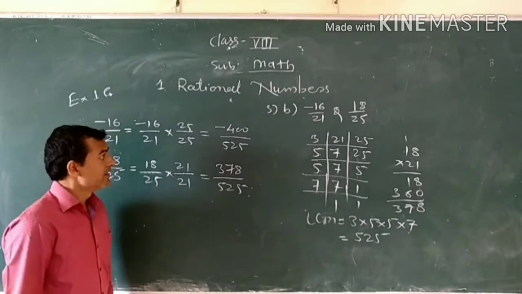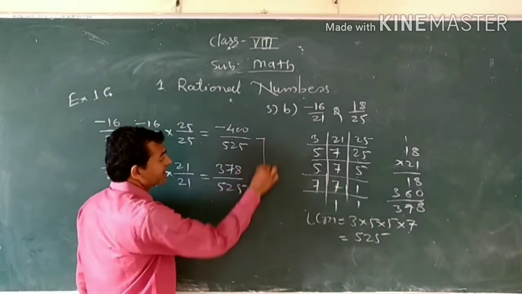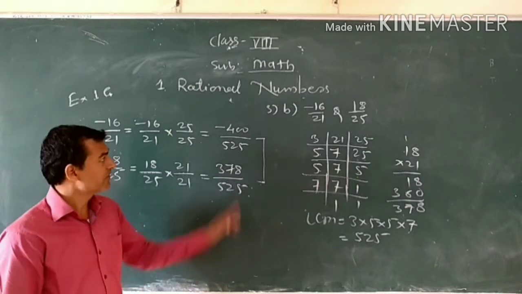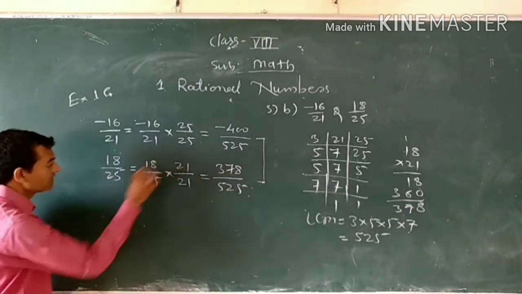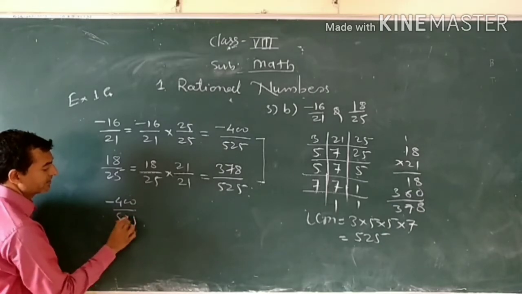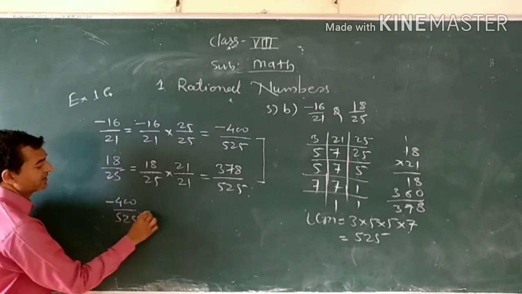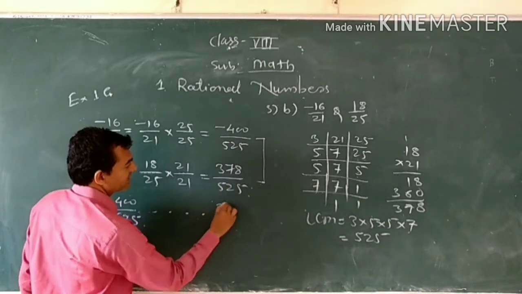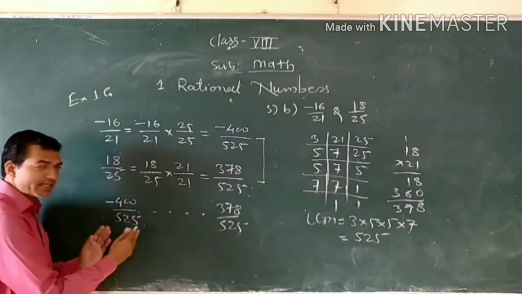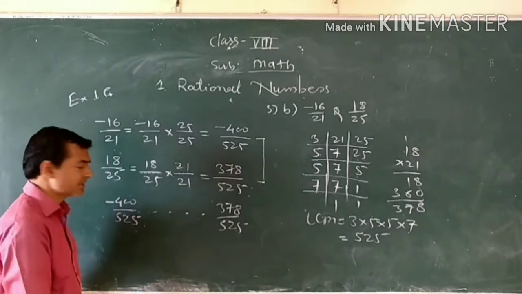Like this. Now you have to find the 5 rational numbers between these two numbers. Okay, 5 rational numbers between these two numbers. Means your number is minus 400 divided by 525. And last number is 378 divided by 525. So can you write the 5 rational numbers between these two numbers?